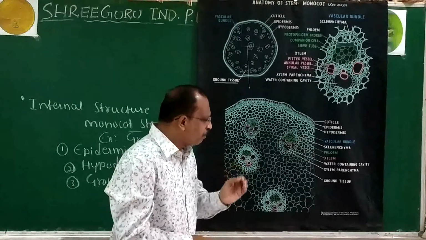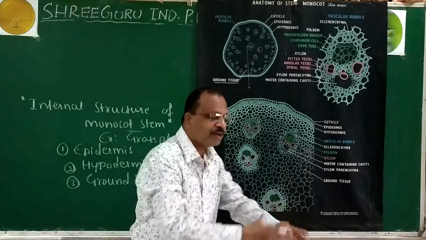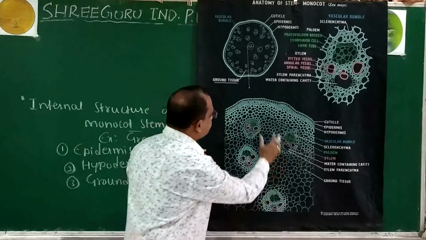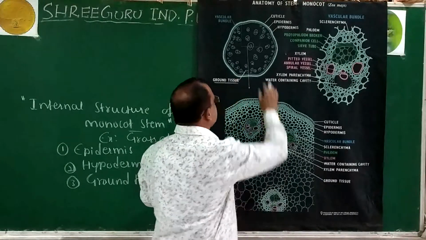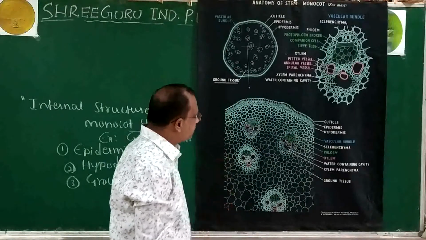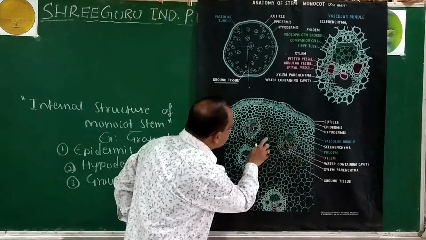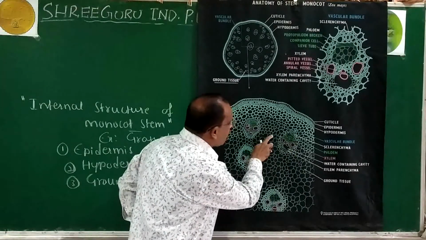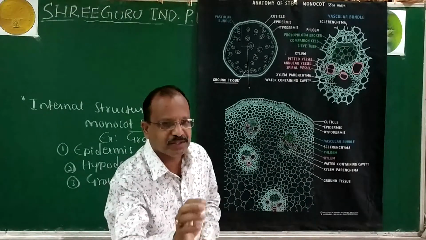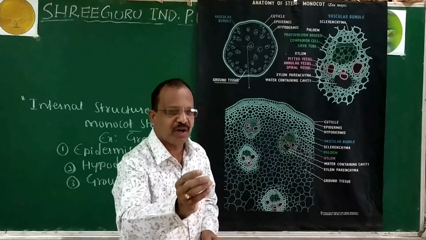It includes parenchyma cells. Cells are loosely arranged with a lot of intercellular space. You know already, the main function of the parenchyma is storage of food.